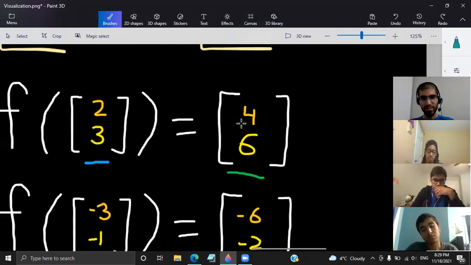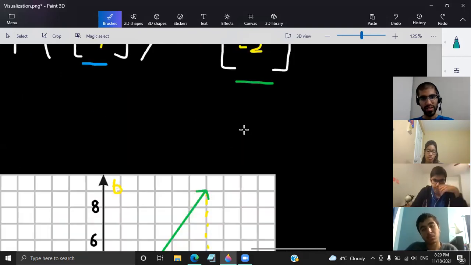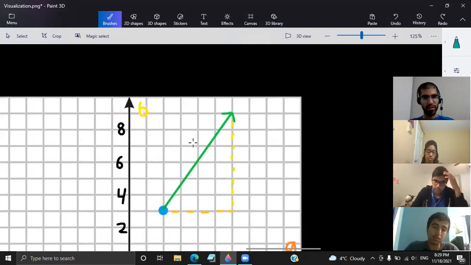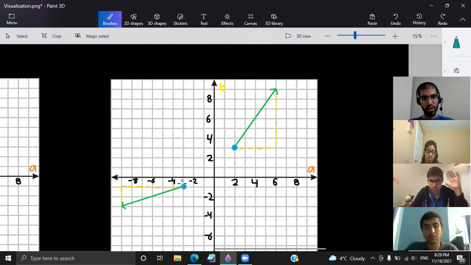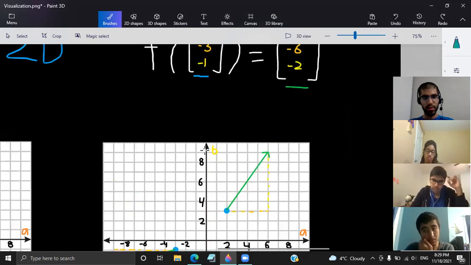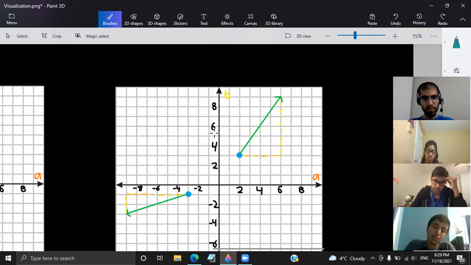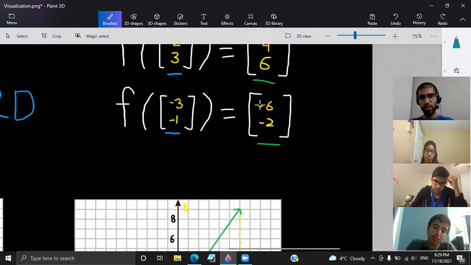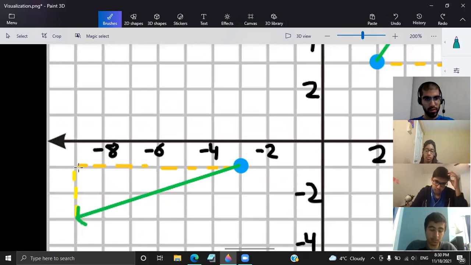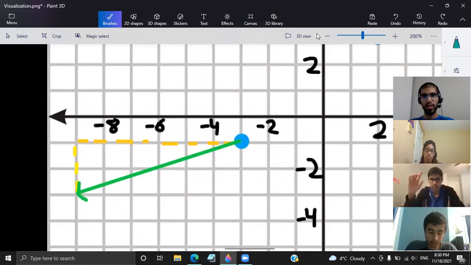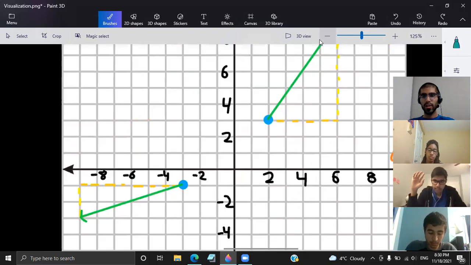That vector is equal to this arrow. And that vector in blue is equal to this point. Same thing over here. Again, -3, -1: I graph the point, and then for the arrow, I needed an x component of -6 and a y component of -2. So I went 6 to the left, -6, and then down to -2, and made another vector arrow.